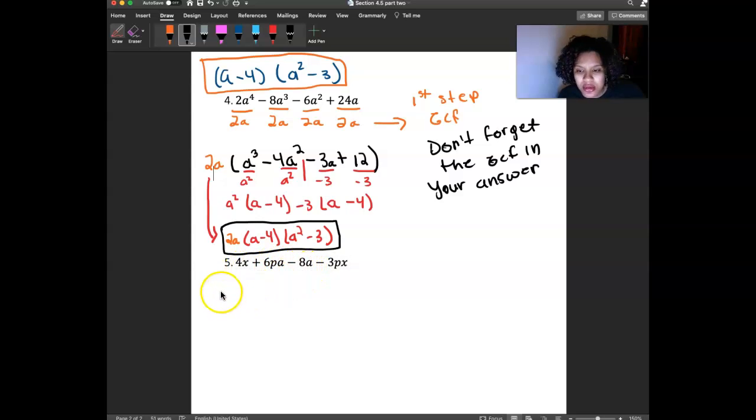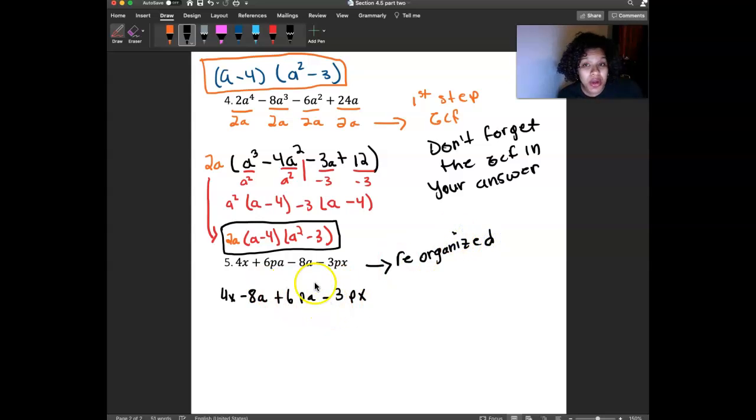Is that what I said? Let's try that. 4x with a -8. And then I'm going to put these two together. Let's see. Plus 6pa minus 3px. Let's see. So I decided to reorganize it because the way it is not working. Now, I don't know if this one is going to work, so I have to try it, all right?